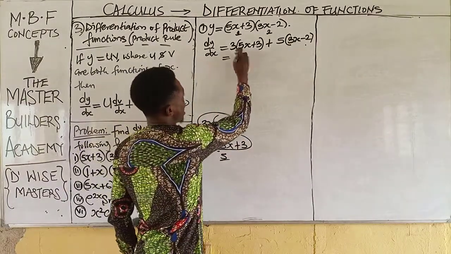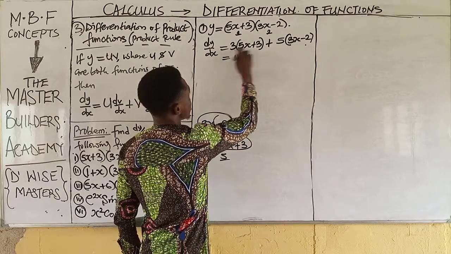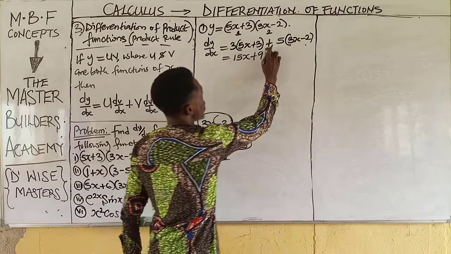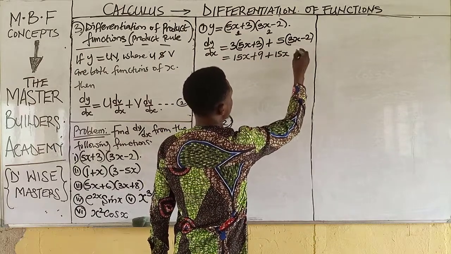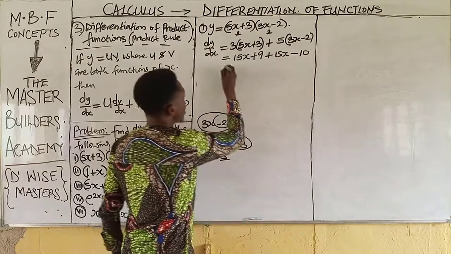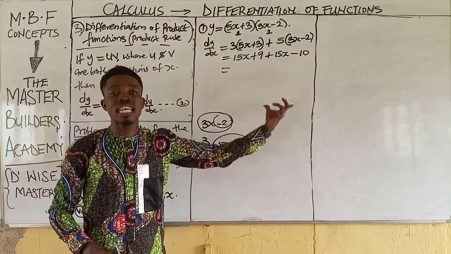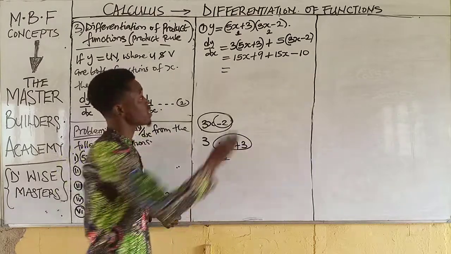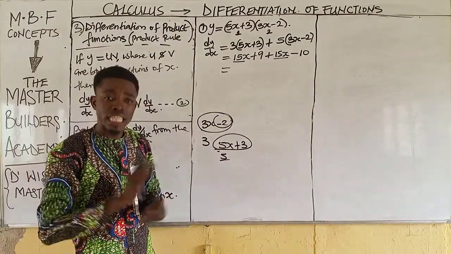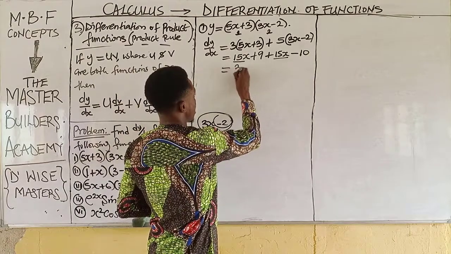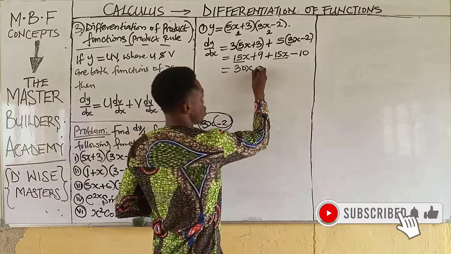So at this point, I will expand or remove the bracket. 3 multiplied by 5x gives us 15x. 3 multiplied by 3, we have 9. 5 multiplied by 3x gives us 15x. And 5 multiplied by minus 2 gives us minus 10. Then the final answer here is what? See if you can add up like terms or subtract like terms. Of course, 15x and plus 15x belong to the same family, and if I sum up the two, that gives us 30x. Now, 9 minus 10, being constants, gives us minus 1.